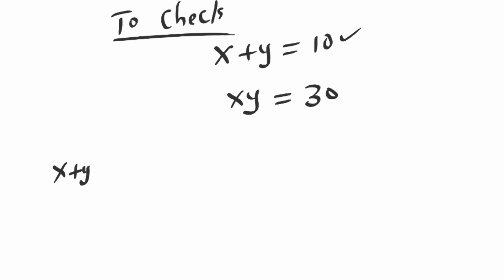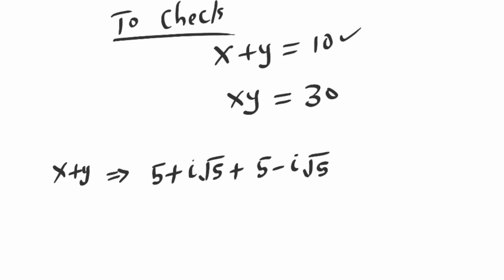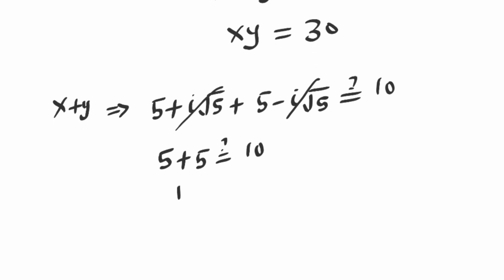x plus y, this is 5 plus i root 5 plus 5 minus i root 5 must be equal to 10. This cancels this. 5 plus 5 must be equal to 10. And of course, 5 plus 5, this is 10, is equal to 10, which is true. Let us consider this.